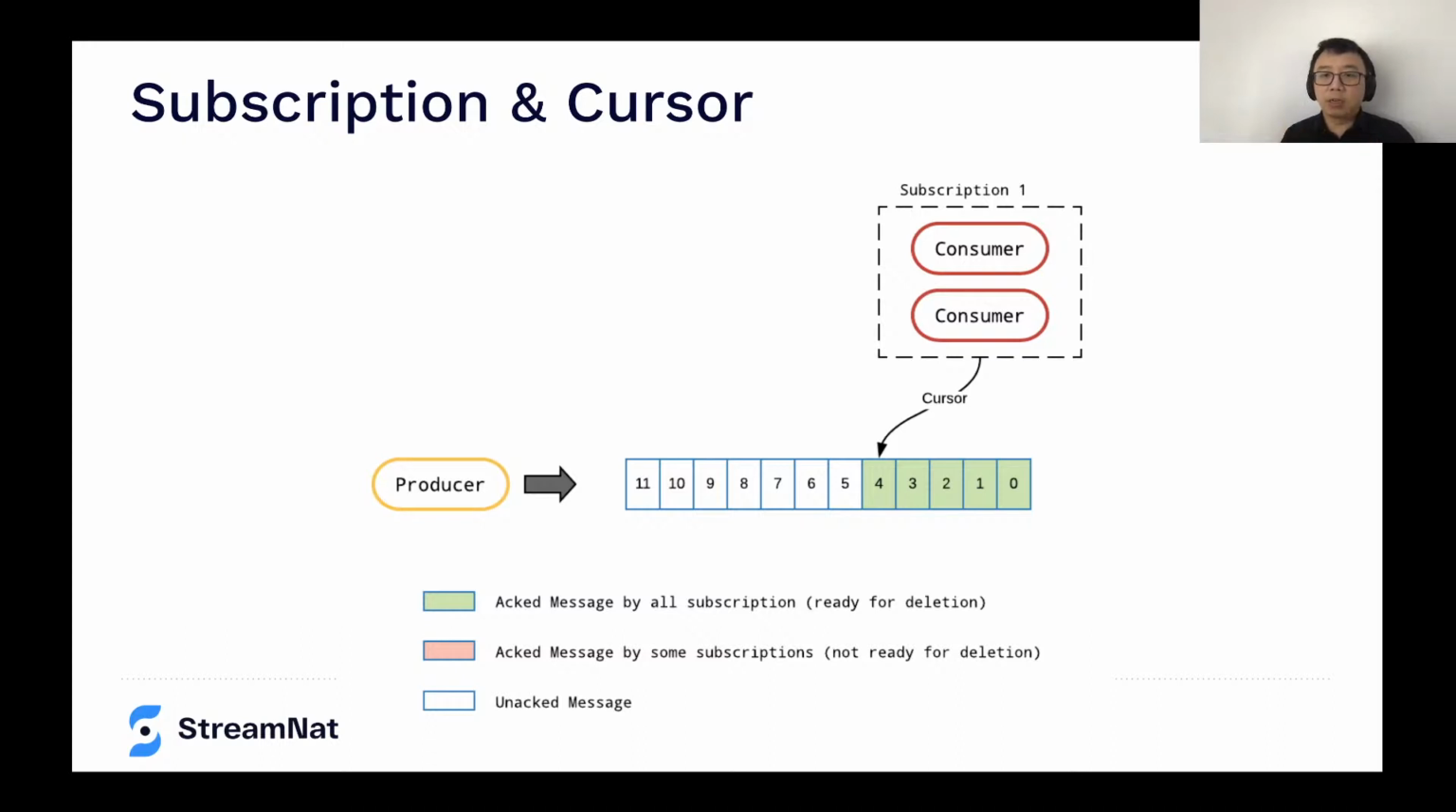In this example, messages 0 to 4 are marked in green. Those messages are ready for deletion. But any messages published later, after message 4, are not acknowledged. Those messages are not ready for deletion. So the cursor maintains the consumption state, and the consumption state is used by Pulsar to tell what messages are ready for deletion and what messages are not ready for deletion.